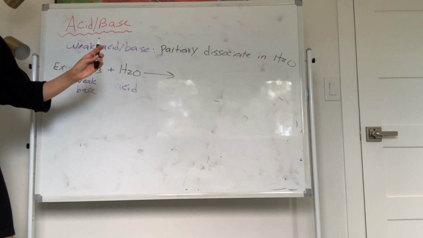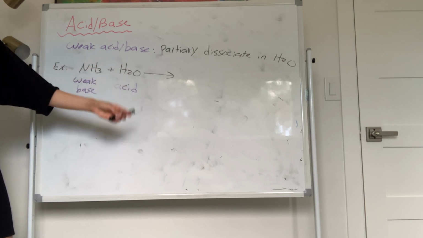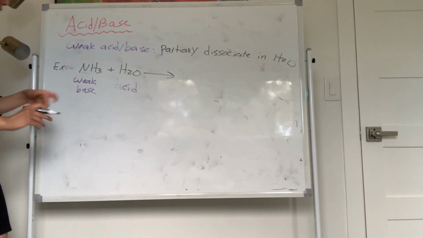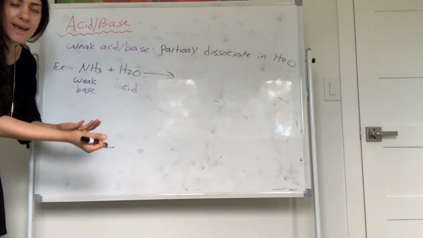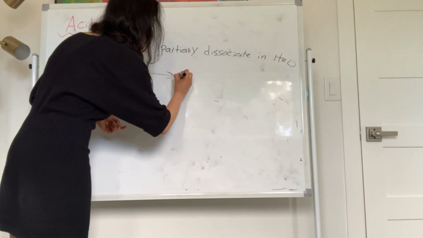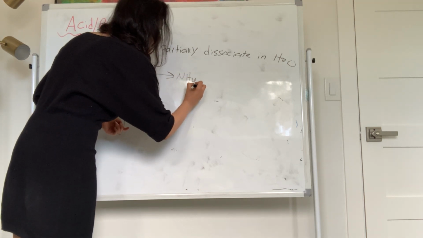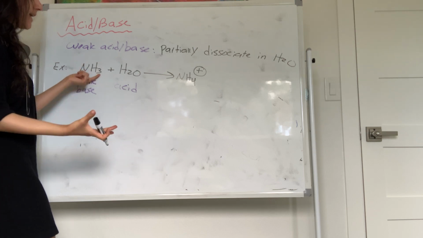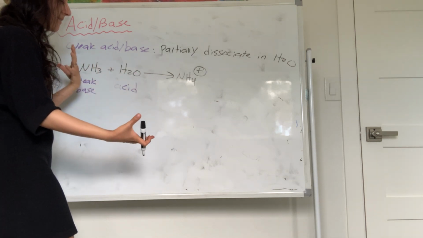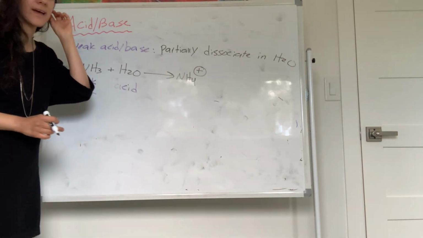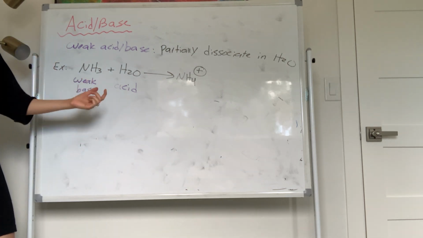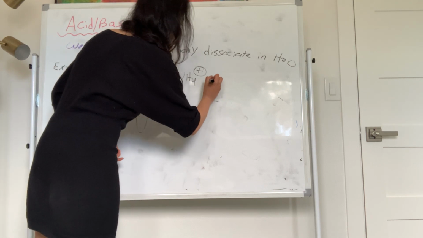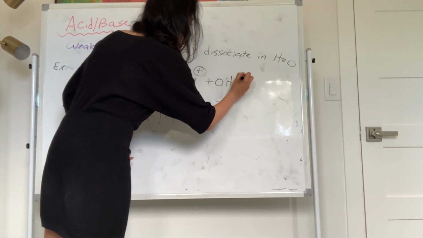We said that acid is going to lose the H plus and base is going to get an H plus. You agree? So ammonia is going to get an H plus. It's going to become NH4 plus. It was neutral here, but it got an H plus. Now it doesn't have enough electrons, so it becomes NH4 plus. Now water is going to lose the H plus, so it's going to become OH minus.